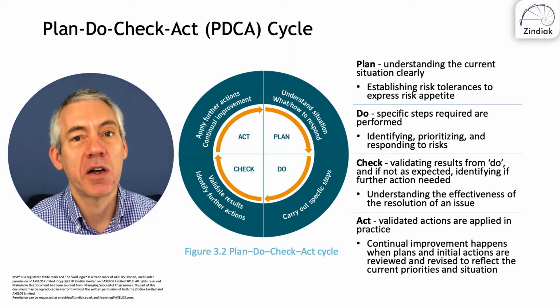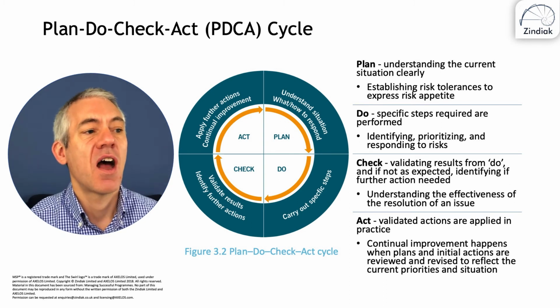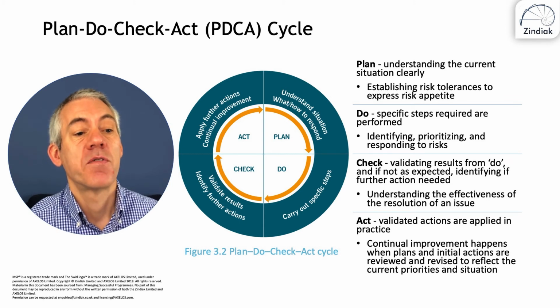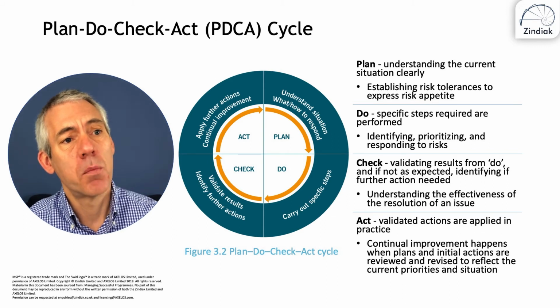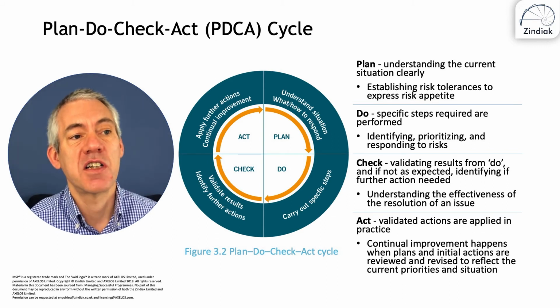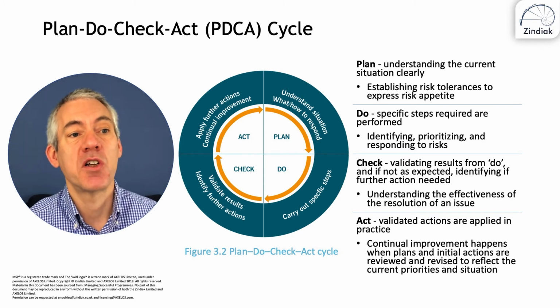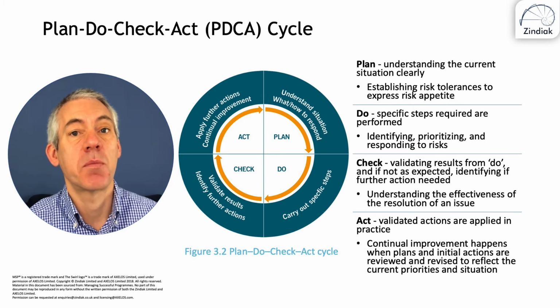We're going to plan what we're going to do. We're going to actually do it. We're going to check the results, and then we're going to act on those results in terms of changing what we do going forward. So plan: understanding the current situation clearly, and at that step, we establish risk tolerances to express the risk appetite. So establishing risk tolerances to express the risk appetite.